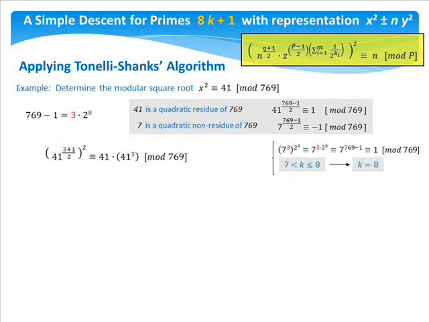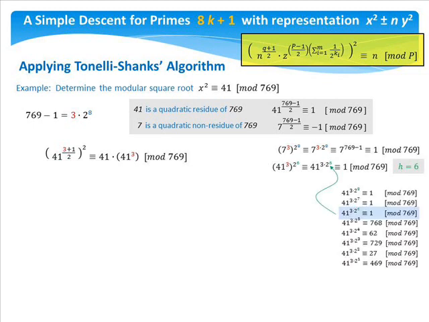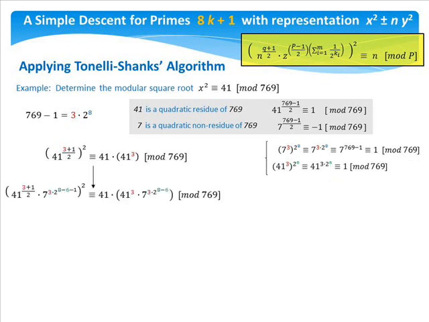Next, we need to find the order 2 raised to h of 41 raised to 3. And here we need to check a short list of values, as h is smaller than k. We find out that h equals 6. And so we can apply 7 raised to 3 raised to 2 raised to 8 minus 6 on both sides of the congruence. We check that 41 raised to 3 times the value we just applied is not congruent to 1 modulo 769, so we need to square again.